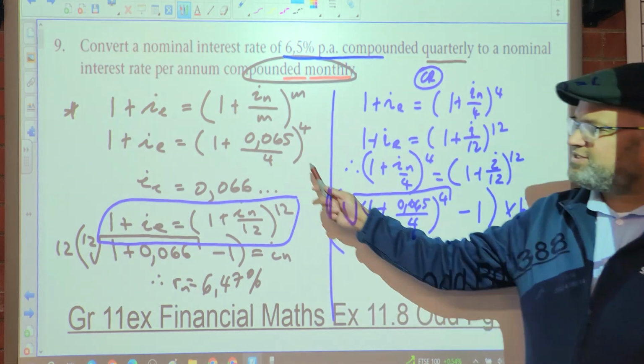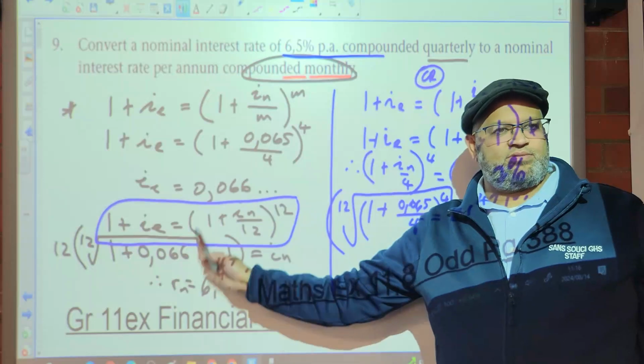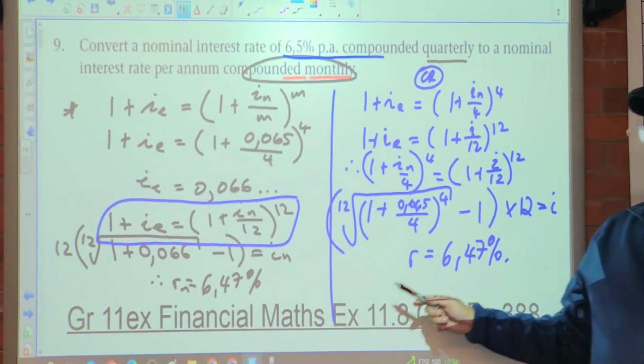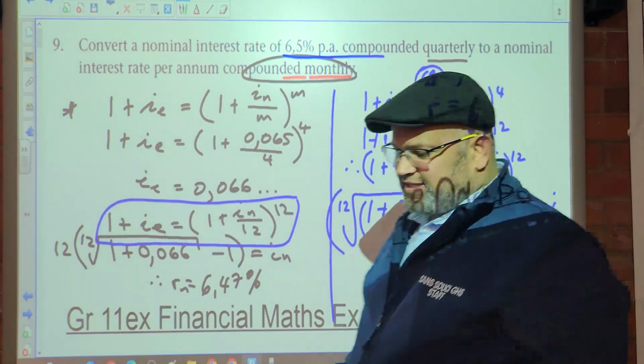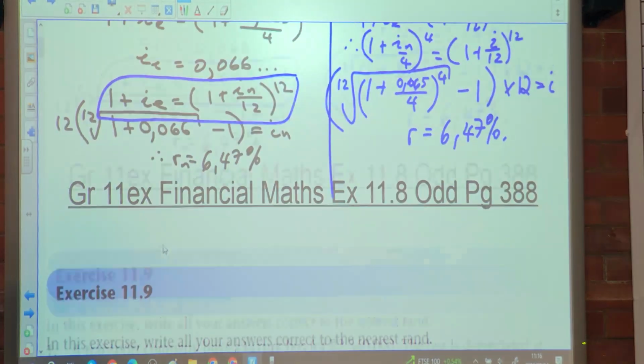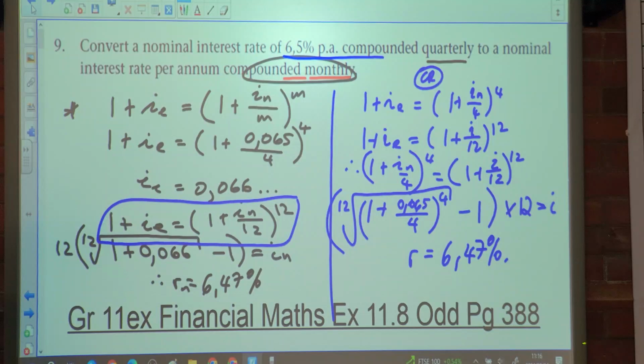Okay, if you feel that this is easier for you to understand, you go that route, no problem. If you understand what's going on here, you can do it this way. I think that's the end of this exercise, not so? Alright. In tomorrow's lesson, we're just going to wrap up 11.9.